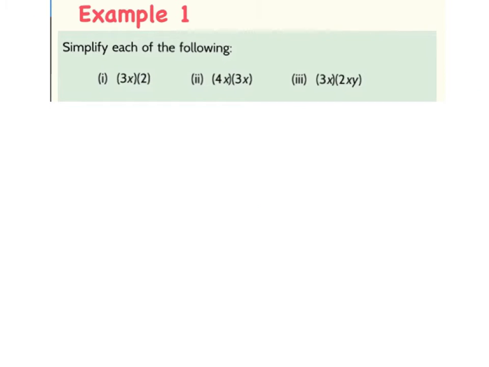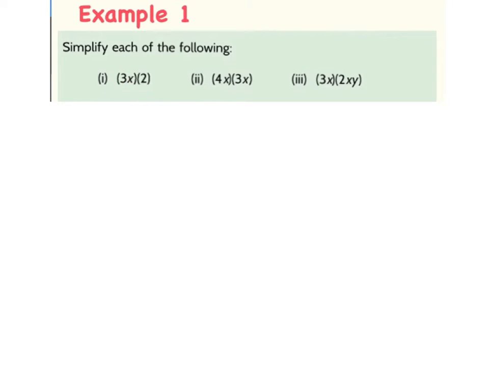Okay, so in example 1 here, I have 3 questions and it asks me to simplify each of the following. So simplify means write them in a nicer way. I have 3x in brackets and 2 in brackets. And we now know that those brackets mean multiply. So what this question actually says is 3x multiplied by 2.